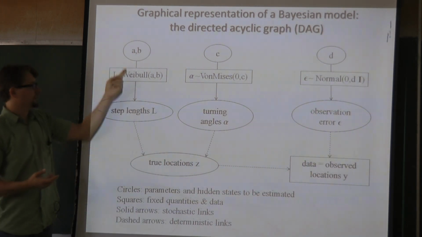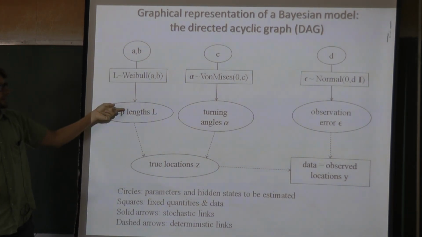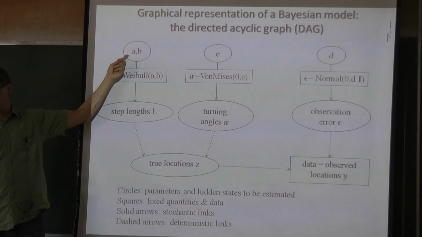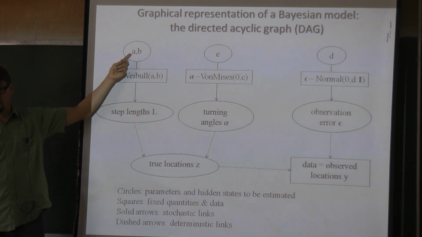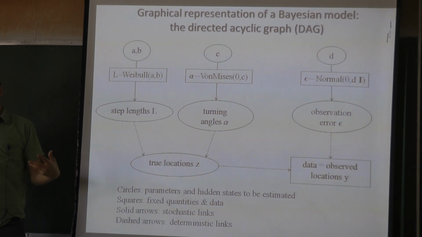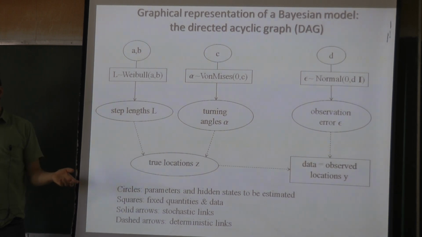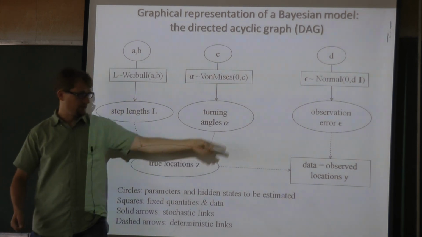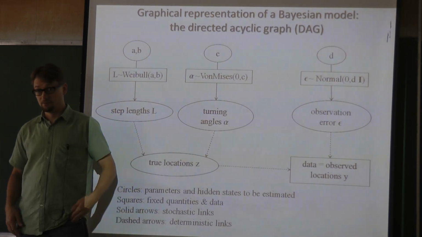So it's a different thing, let's say, from this link. If I know A and B exactly, I know these two parameters. I don't know all the step lengths. They are still random variables. There is a stochastic link. Okay? But this link there is deterministic.